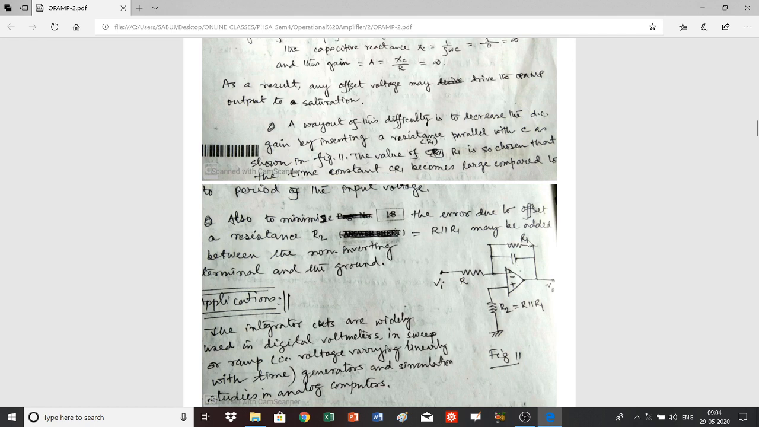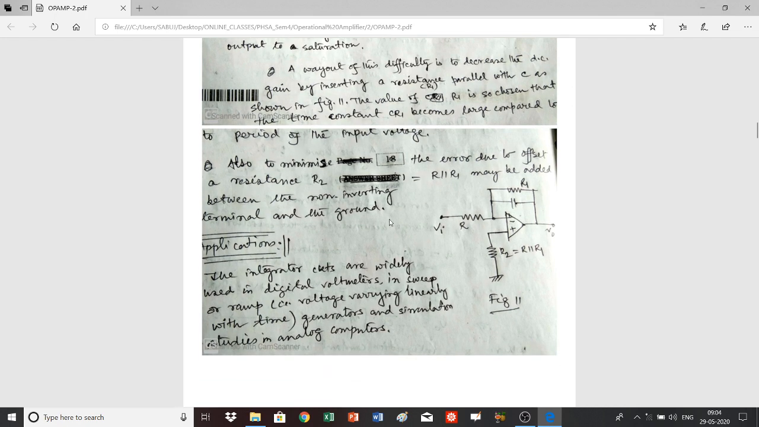So if you use R1 in parallel with the capacitor, then the resultant gain will be decreased, and in that case the output will not saturate for certain values of input voltage Vi. The value of R1 should be chosen in such a way that the time constant of C and R1, that is C R1, must be large compared to the period of the input voltage.